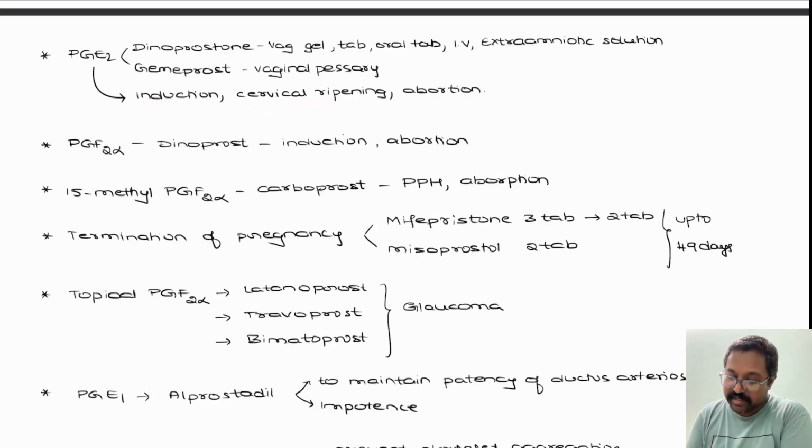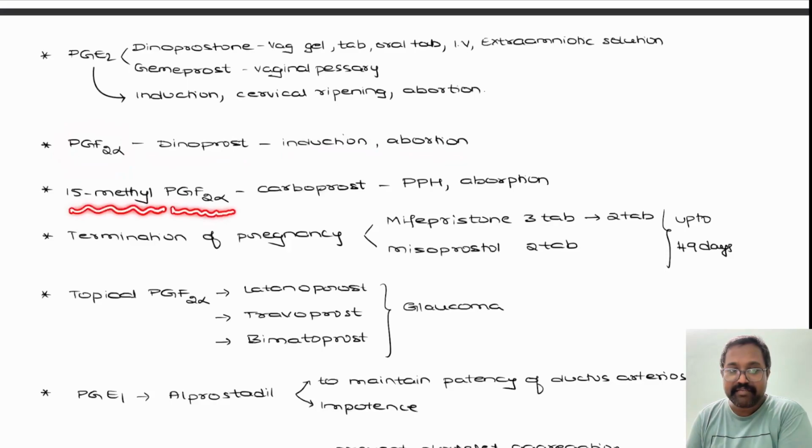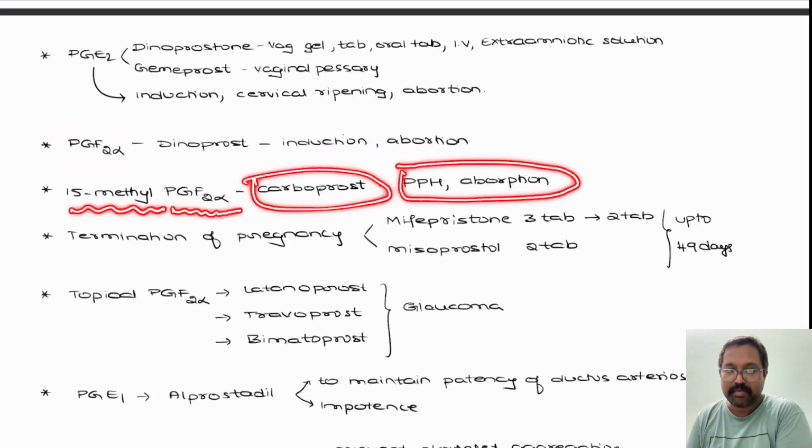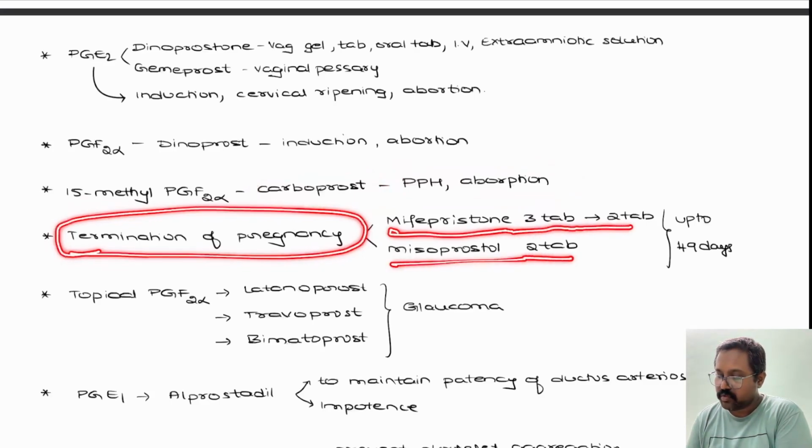We have one more prostaglandin, the F2 alpha analog dinoprost, again used for induction and abortion. We have a very important drug, 15-methyl prostaglandin F2 alpha, that is carboprost, used for postpartum hemorrhage control and abortions. Termination of pregnancy can be done with the antiprogesterone mifepristone, 3 tablets followed by 2 tablets, and misoprostol 2 tablets. It should be administered up to 49 days. So up to 49 days for termination of pregnancy, you can consider mifepristone and misoprostol.